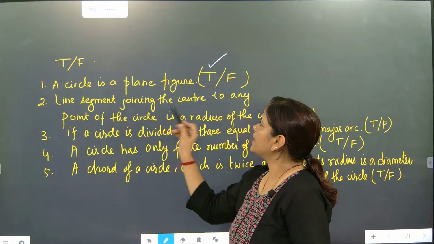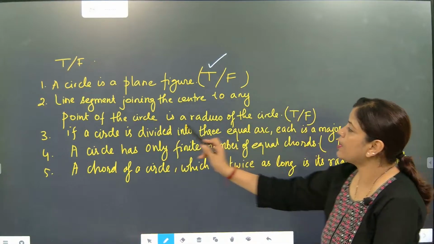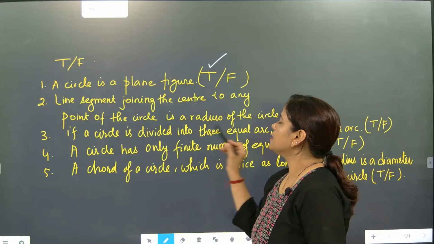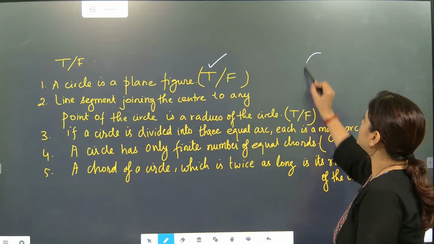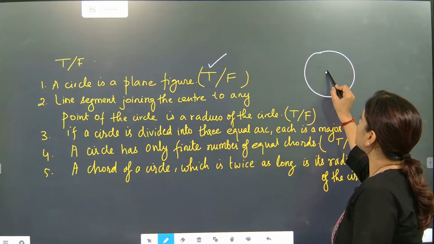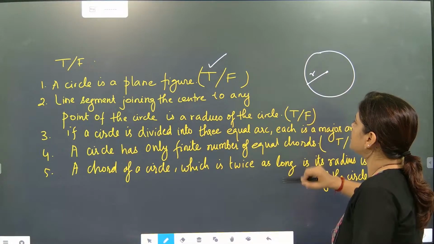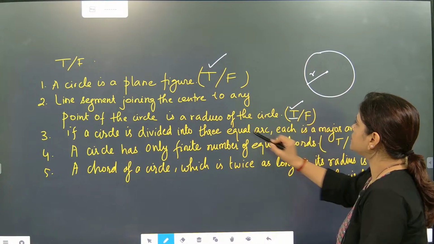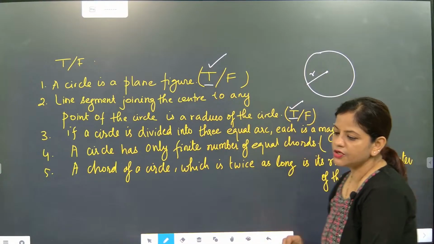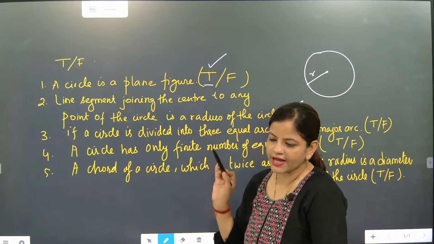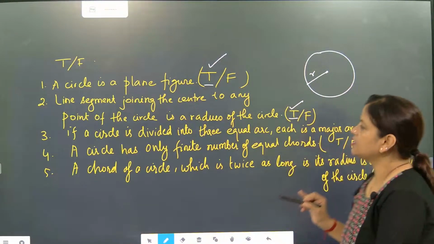The second part is: a line segment joining the center to any point of the circle is a radius of the circle. Absolutely correct. A line segment joining any point to the center is called a radius. This statement is true. So these two questions are exactly true statements. Shall we go for the third one?